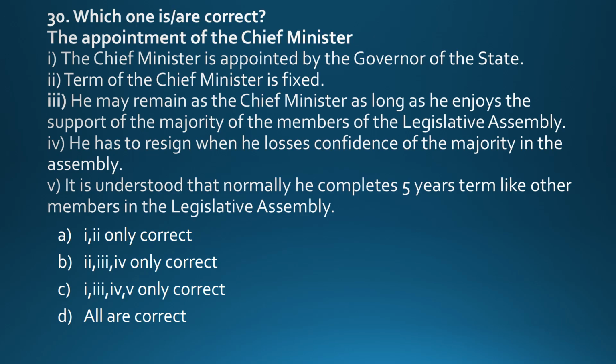Option A 1 2 only correct. Option B 2 3 4 only correct. Option C 1 3 4 5 only correct. Option D all are correct. Correct answer is option C 1 3 4 5 only correct. In 2, term of the chief minister is not fixed one. We have to include not. Is not fixed. Correct answer is option C 1 3 4 5 only correct.